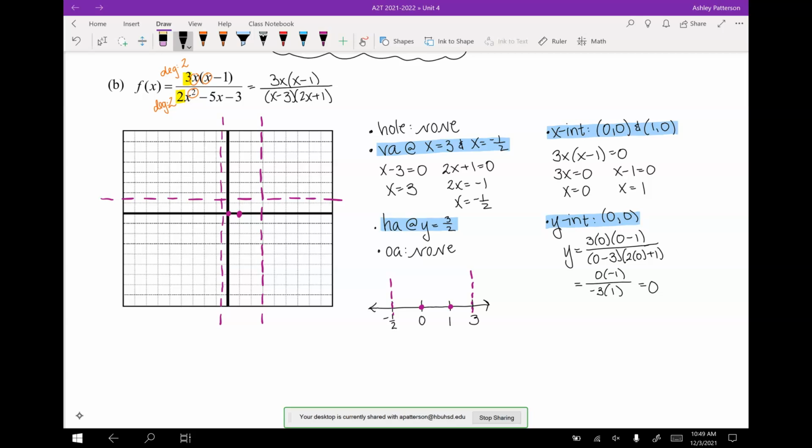And let's test. What is a number less than -1/2 that we can substitute in for x? -1. Yeah. Okay, so for that first region, I'm going to use -1. And here's a perfect example of the choice between the factored form or the standard given form. I'm going to use the factored form, and here's why. If I take 3 times -1 times -1 minus 1, over -1 minus 3, and then we have 2 times -1 plus 1.